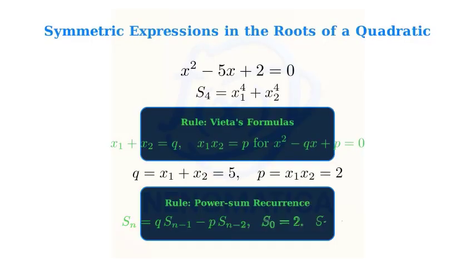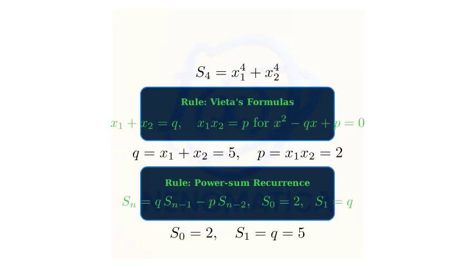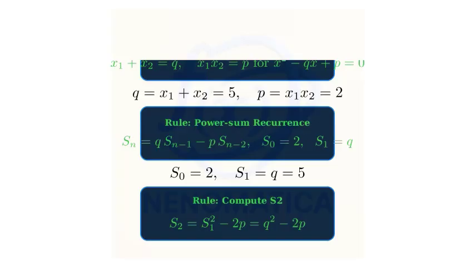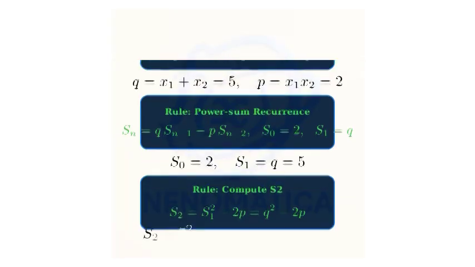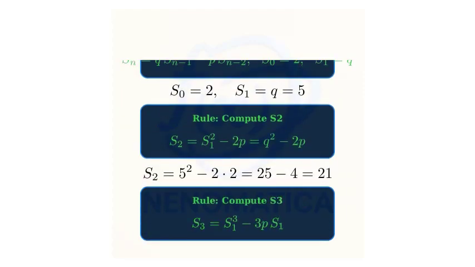Step 2. The power sums Sn, defined as x1 to the n plus x2 to the n, follow a simple recurrence derived from the characteristic equation. Sn equals q times Sn minus 1 minus p times Sn minus 2. We will use it to reach S4. Also remember that S0 equals 2 and S1 equals q. Step 3. Using the well-known identity S2 equals S1 squared minus 2p, we can compute it numerically. With q equal 5 and p equal 2, S2 equals 25 minus 4, which is 21. Step 4. Next we compute S3.